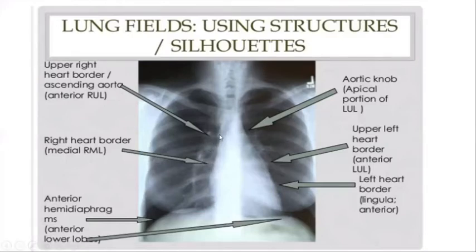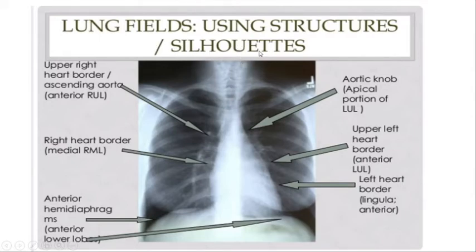Now, the borders of the heart and the corresponding lobar anatomy of the lungs. On the right side, there are three lobes of the lungs, and on the left side, there are two lobes of the lungs. From the upper to lower portion, this border is formed by the upper lobe, and especially the middle lobe and the lower lobes of the right lung. Similarly, on the left side, the upper left cardiac silhouette is formed by the left upper lobe, and the lower lobe forms the silhouette with the apex of the heart.